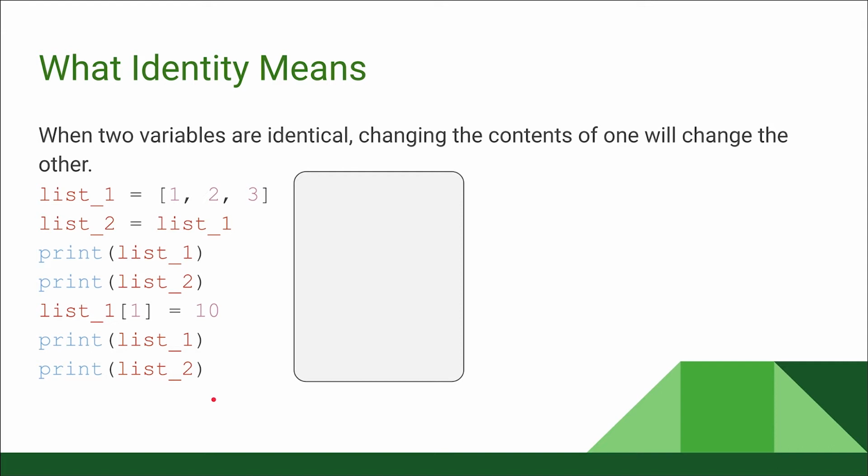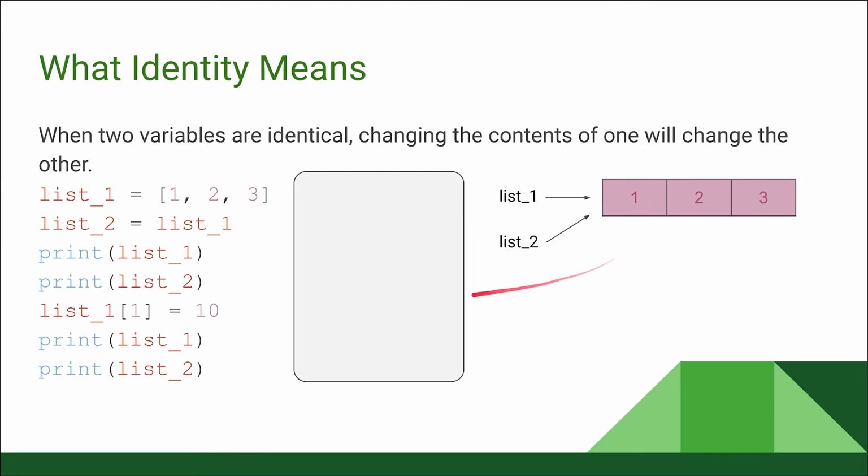So when I have two variables that are identical, changing the contents of one will change the contents of the other. So if I have my list1 is [1, 2, 3], and my list2 is list1, again, I have two variables pointing at the same list. If I print them both out, they're both [1, 2, 3]. If I change list1 at index 1 to equal 10, like so, and I print them both out again, both of them have changed because they are identical. Changing one changes the other.